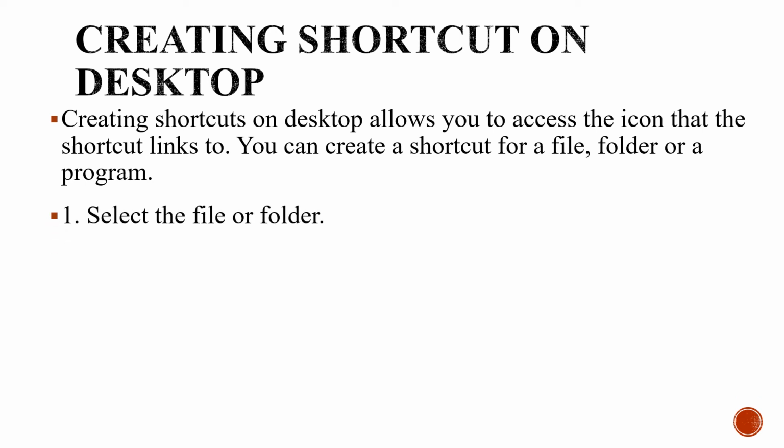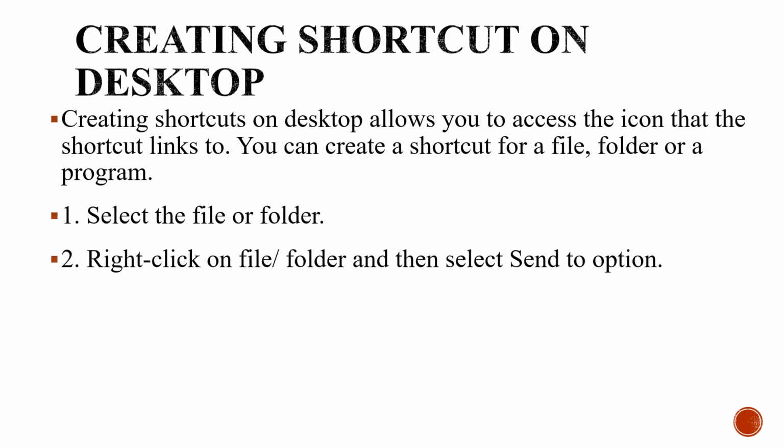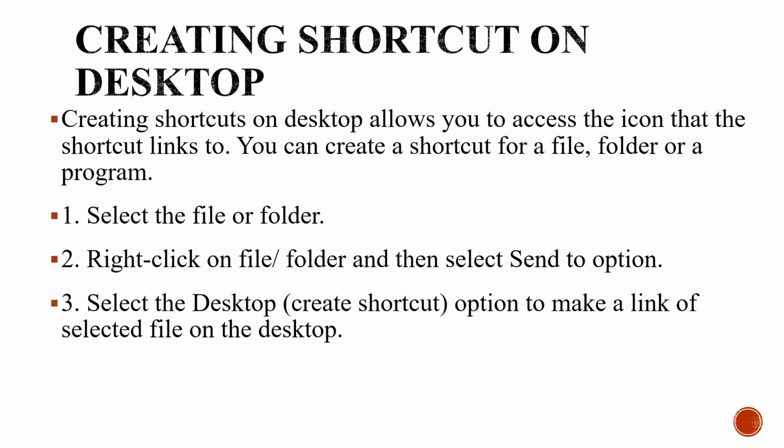Select the file or folder. First you have to select the file or folder which you have chosen to make the shortcut. Then right click on the file or folder and select the send to option. When you right click, a drop down menu will appear and then you select send to. Select the desktop, create shortcut option to make a link of the selected file on the desktop.